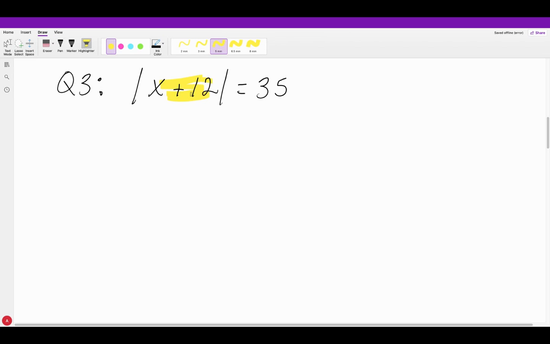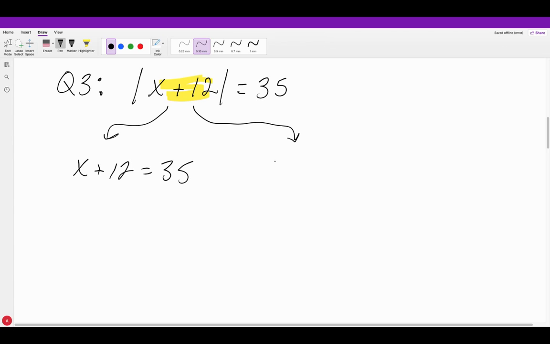So now remember, we still need to create two equations. So the first equation is going to be x plus 12 is equal to exactly what we have, so 35. And then I'm going to create the second equation of x plus 12 is equal to negative 35. All right, now this isn't just our variable x, it's actually something being done on the inside of it. So now we need to solve these like we would with a regular linear equation. How do I solve this?